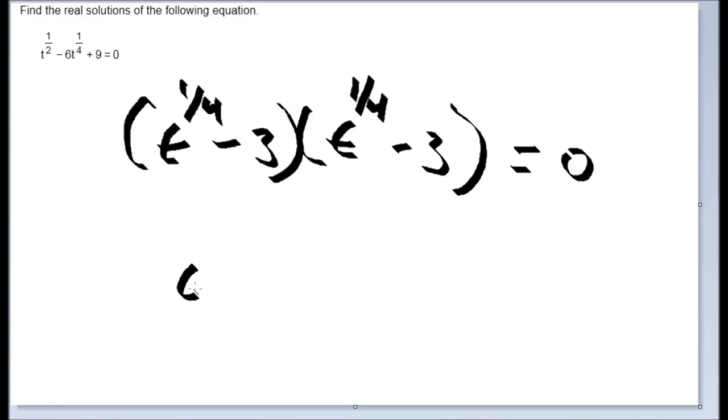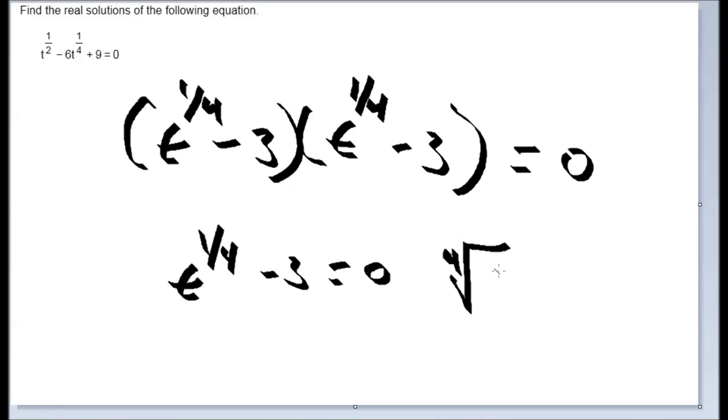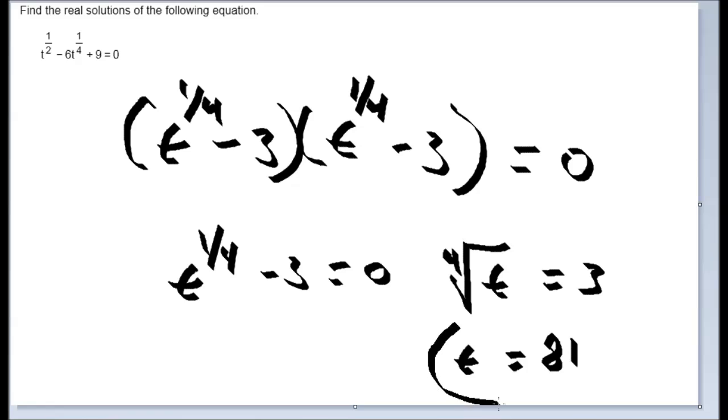So we just need to solve this equation, t to the 1/4 minus 3 equals 0. That means the fourth root of t is equal to 3 when you add 3 to both sides and rewrite this as a radical, and then we just raise both sides to the 4th power, so t is equal to 81, because 3 times 3 times 3 times 3 is 81.